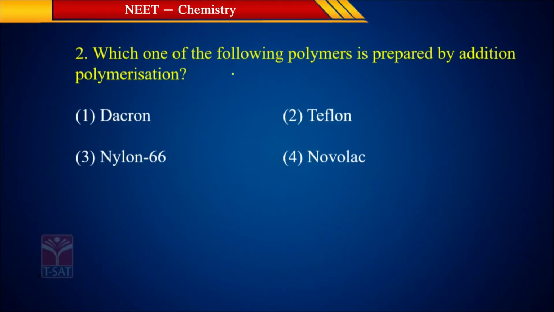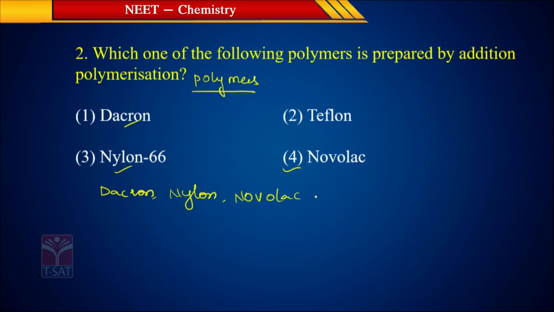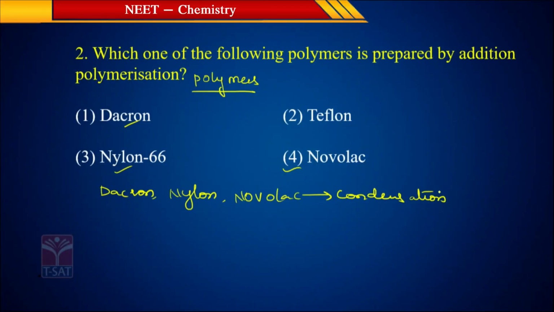And next, coming to the second question. Which one of the following polymers is prepared by addition polymerization? This is from the polymers chapter, and he is asking about the polymerization technique involved in the given polymers. Here we have Dacron, nylon and Novolac. All these polymers are formed by the condensation polymerization of their monomers. Their monomers get condensed and we get the polymer, and this type of polymerization is called condensation polymerization. But Teflon is an addition polymer.